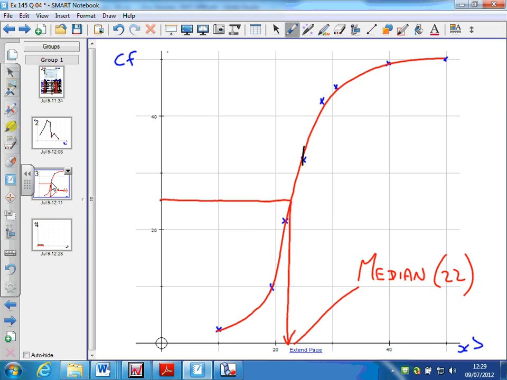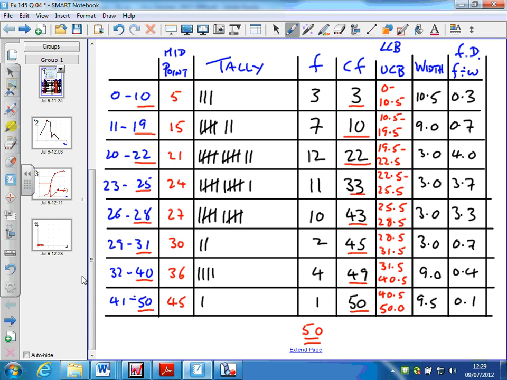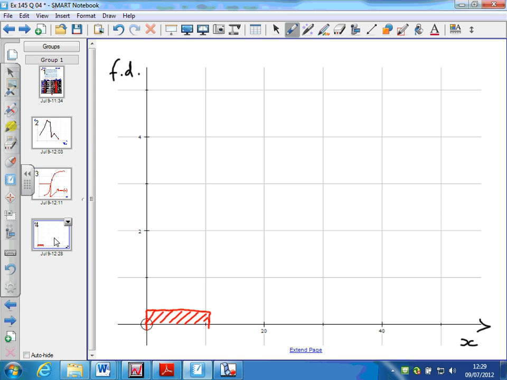My second bar starts at 10.5. It must start at the same point as the previous one finished, goes up to 19.5 and up to a height of 0.7. So 10.5 to 19.5 is about here, up to 0.7, which is going to be around about here. So something like this, and so on. Now complete putting the bars on.